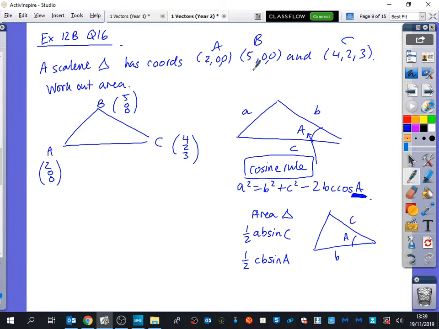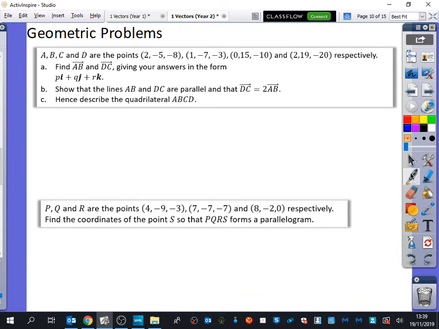Okay, so now we're going to be doing stuff that feels like we're recapping year 12, which we sort of are, but we're going a little bit deeper now. So some geometric problems here. It says A, B, C, and D are the points. Let's label them A, B, C, and D respectively. Find AB and DC, giving your answers in the form pi plus qj plus rk. Show that the lines AB and DC are parallel and that DC equals 2AB, hence describe the quadrilateral ABCD.